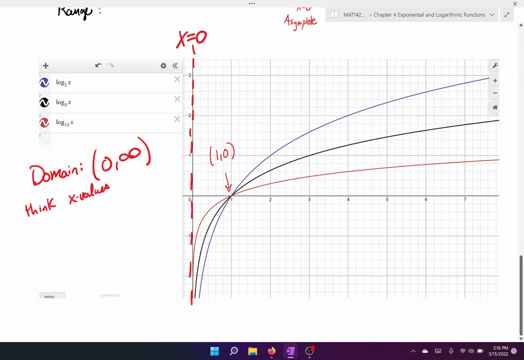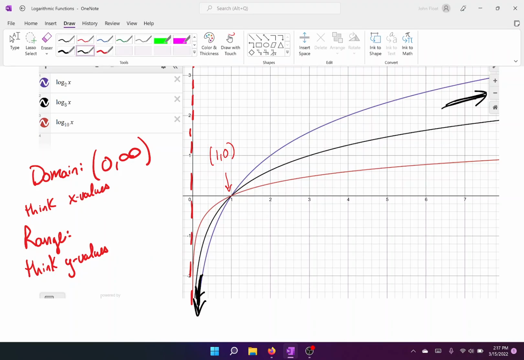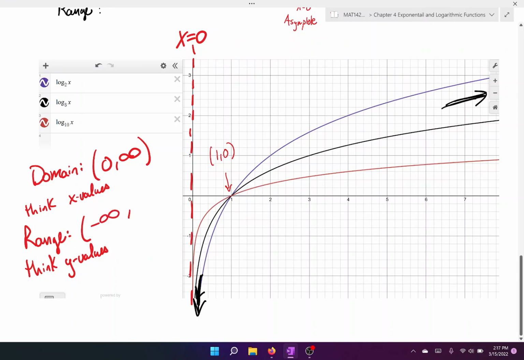Now the range, we need to think y values here. So our range, and I'll use a different marker here. Notice all these values are going down here, and they're always going up, all right? It definitely looks like it levels off. It doesn't level off, it doesn't get large very quickly, but it's still increasing. So our range is going to be negative infinity to positive infinity, okay? So you're always going to have that.